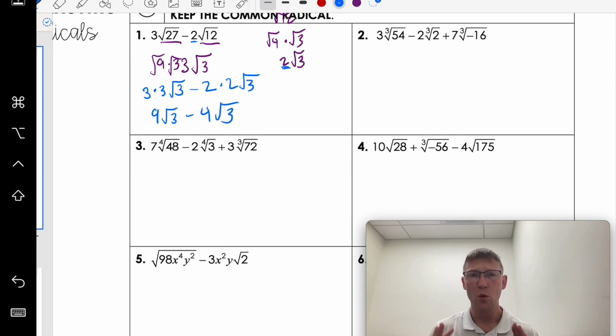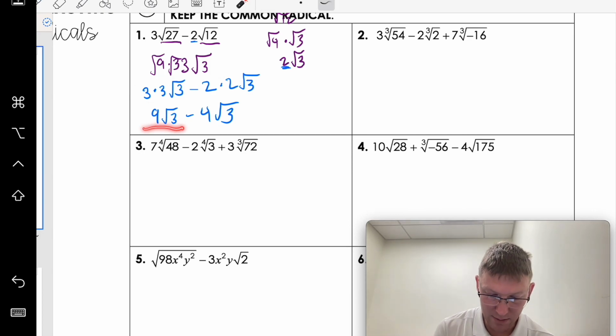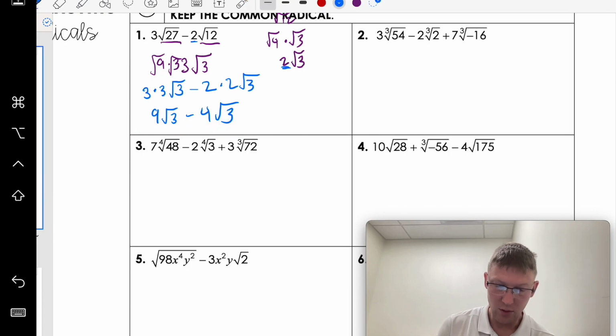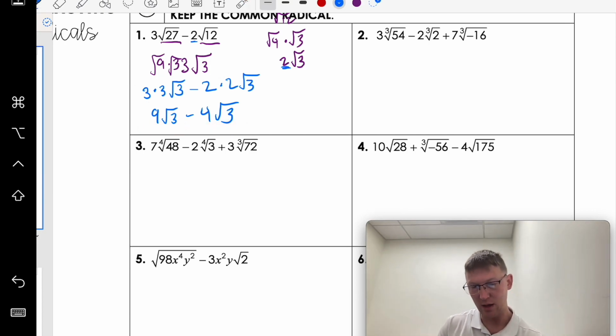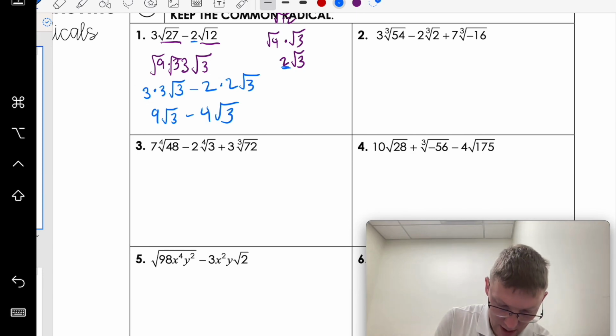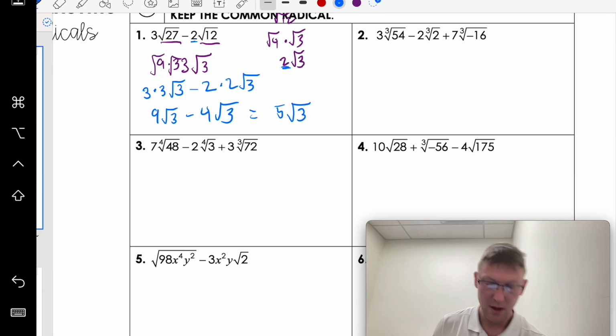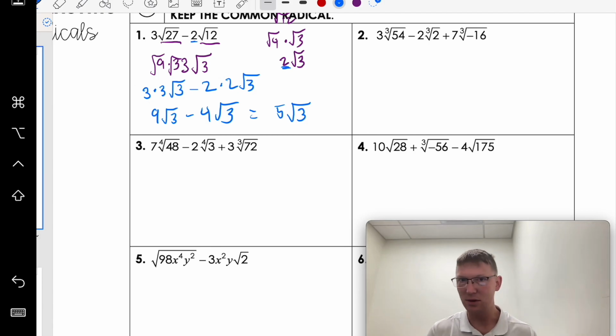And like I said, when the radicals are the exact same, treat it like a variable. So this would be like 9x minus 4x. We would know that that's just going to be 5x. But in this case, it's going to be 5 square root of 3. So we're still doing algebra. We're using those algebra techniques, but now our x's are just going to look like radical signs.